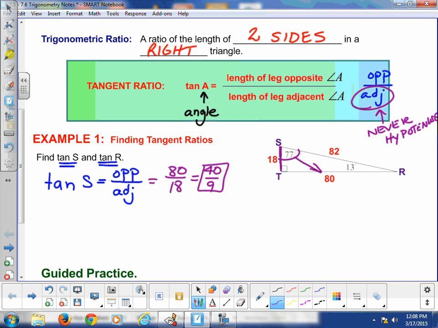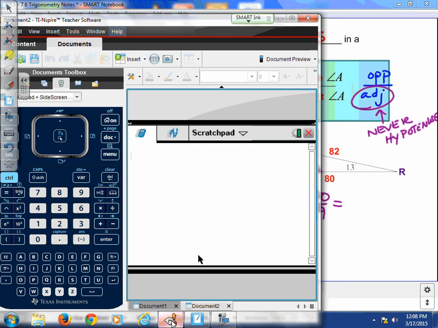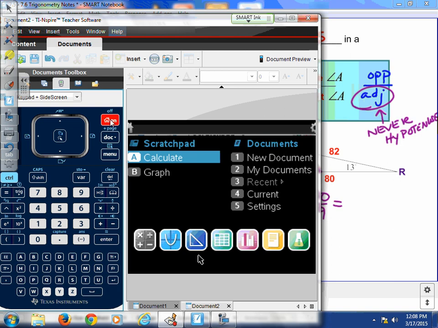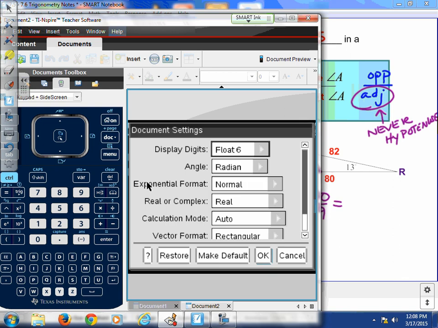But suppose I didn't know the angle measure. I would be able to use this tan ratio and say, hey, the inverse tan of that ratio, 40 over 9, is equal to, and get your handy dandy calculator out. I just happen to have my Mac Daddy one. I want to make sure you know to set your settings. You can see mine are in radians here. I need to set to degrees.